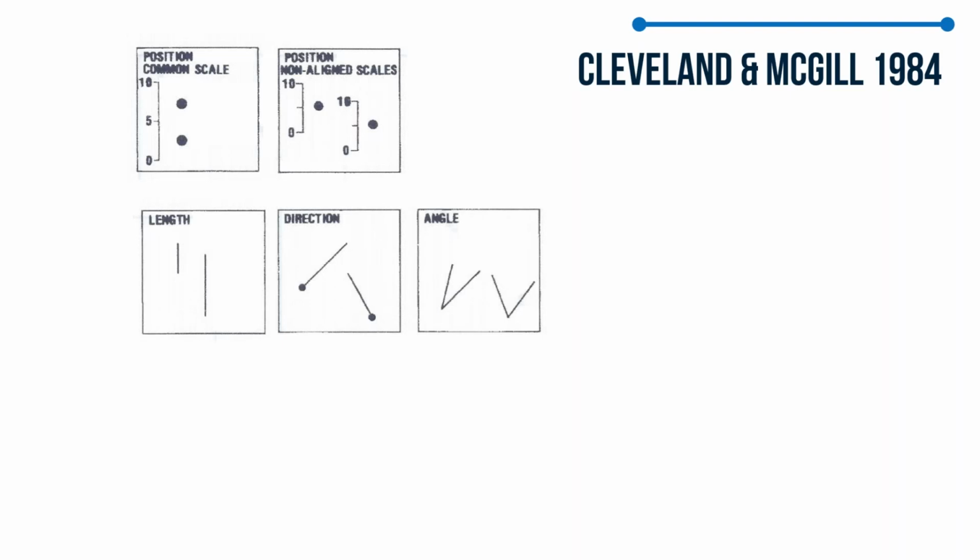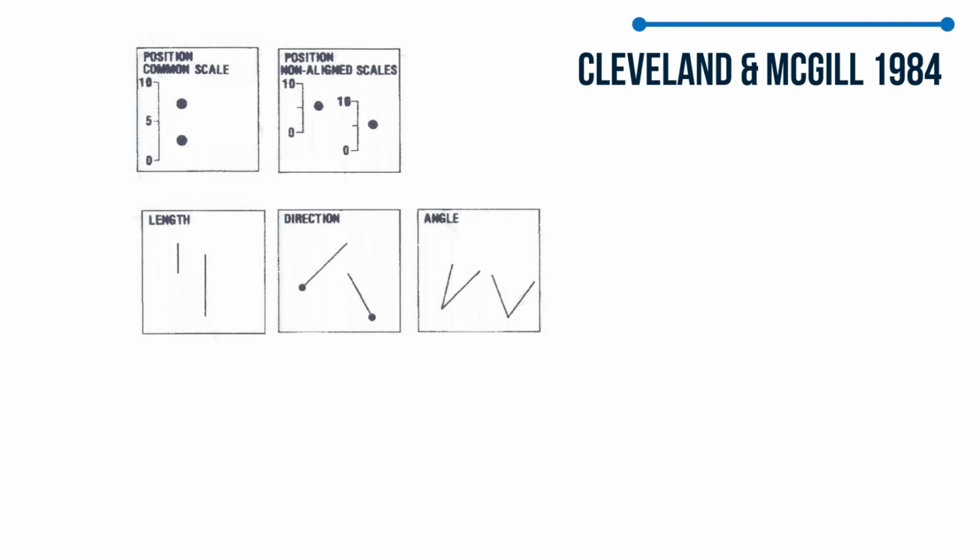Down below that, they said length and then direction and then angle. So length is where we get bar charts and column charts. Direction is where we're going to get line graphs. And angle is where we get pie charts. So they did a lot of their little mini studies between these three to see how the order was going to shake out. And every single time, angle produced the most error. Pie charts produced the most error. We're really bad at interpreting pie charts.